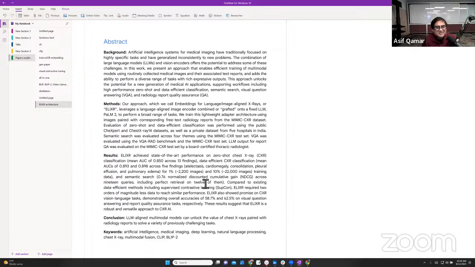So the background, the way they mention it, I'll just repeat it. Obviously, I won't go over the paper line by line, and we will all collaboratively discuss. I would like to learn a lot from the folks with the medical background, how they weigh in on this paper. Artificial intelligence systems for medical imaging have traditionally focused on highly specific tasks and have generalized inconsistently to new problems. We know that that has been there. And then it goes on to say, the combination of large language models and vision encoders offers the potential to address some of these challenges. Have we seen this happen, folks?